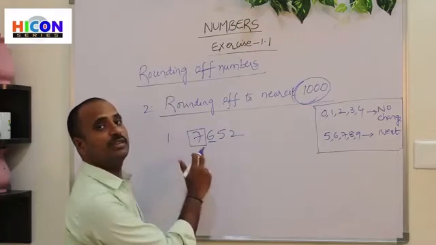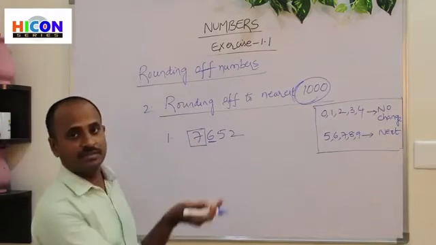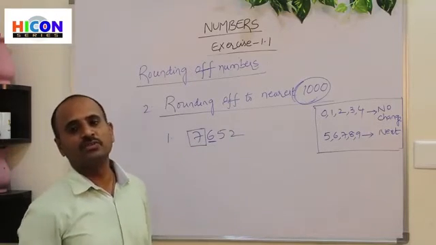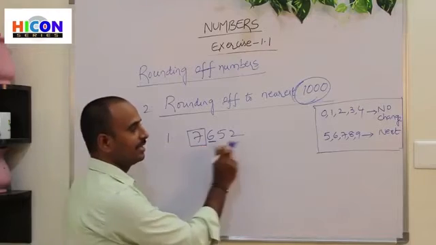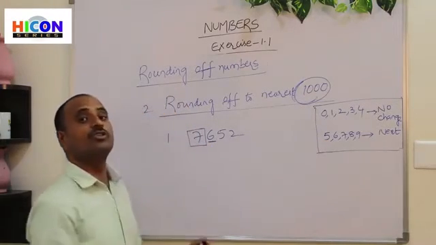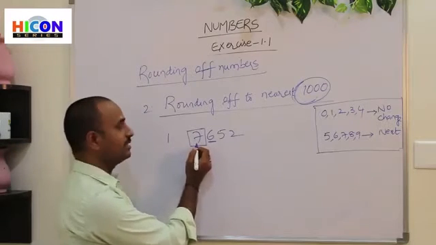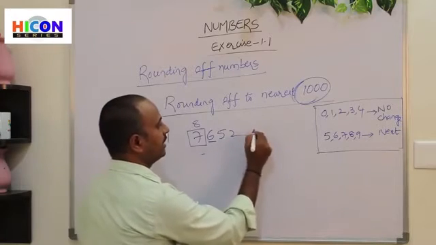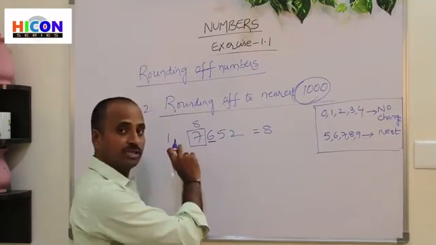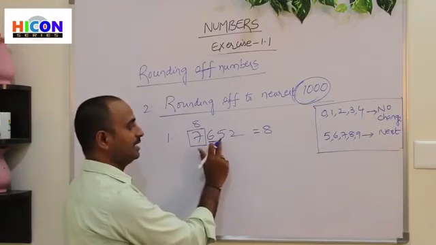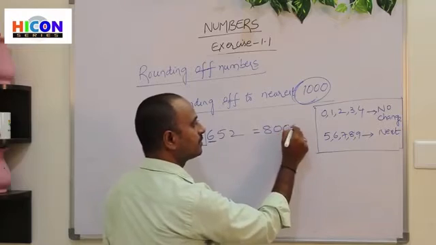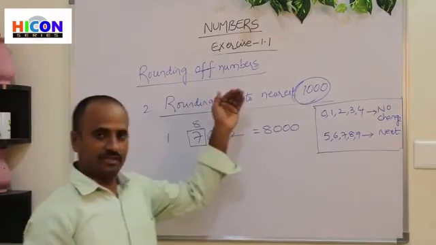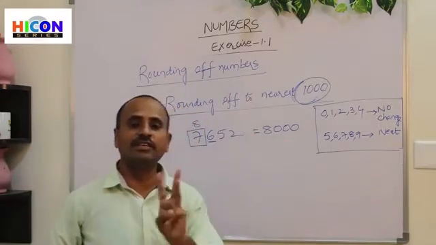If the next digit is more than 5, write the next thousands. If the next digit is less than 5, keep the same thousands, no change in the thousands. Here the next digit is 6, which is more than 5, so write the next thousands. Here there are 7 thousands. The next thousand is 8. So write 8 thousands, and put zeros for the remaining digits. There are 3 digits, so put 3 zeros for the remaining 3 digits. That means the answer is 8000. If any number is rounded off to thousands, the answer shall contain 3 zeros.